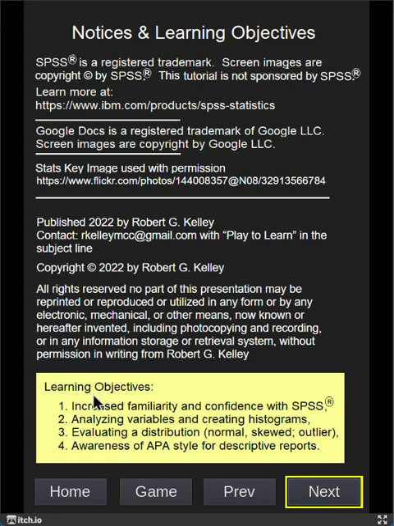Our learning objectives. As a result of doing this activity, increased familiarity and confidence with SPSS, gaining experience with analyzing variables and creating histograms. You are evaluating a distribution to determine is it fairly normal, in which case we would write up our results with the mean and standard deviation, or would we consider it skewed or having an outlier, in which case we would write up the results by reporting the median and the interquartile range. And finally, for an awareness of APA style for descriptive reports.